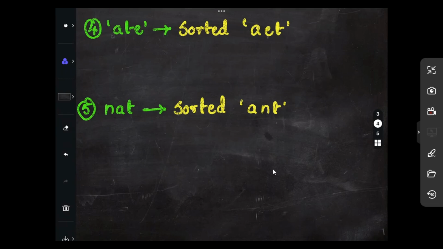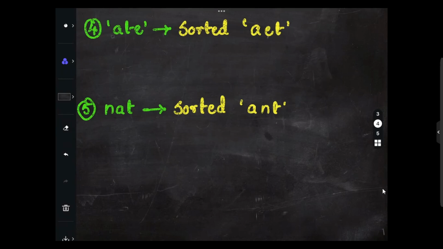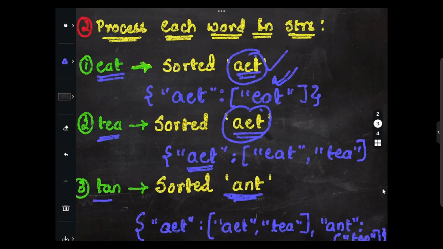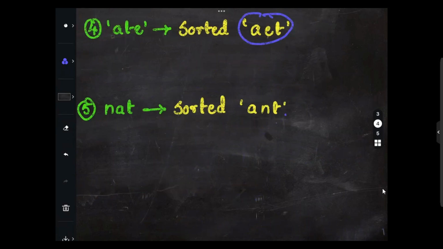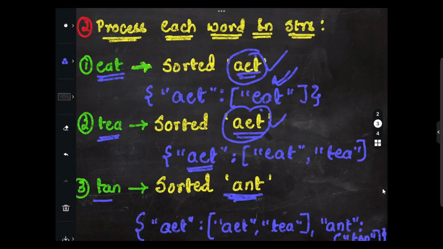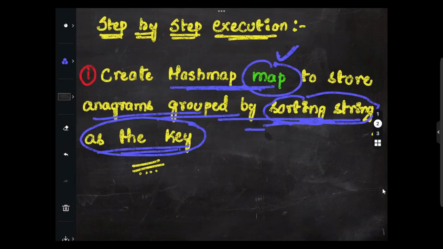For the word ate, when we sort this one, we get AET, right? So in this case, when we sort ate, we get AET. We already have the key AET here. You can clearly see AET, AET. We are pushing this word to the same key, right? When we push this one, this one will be AET, and the words that we pushed previously were EAT, TEA.